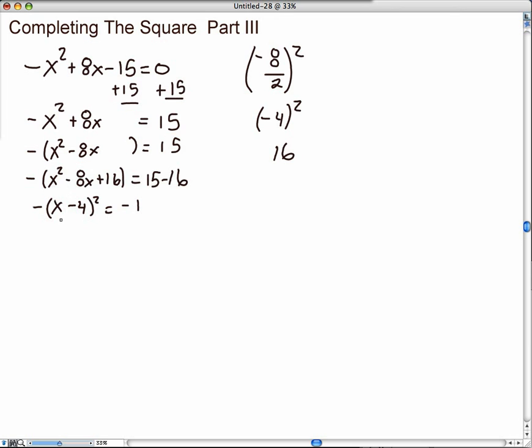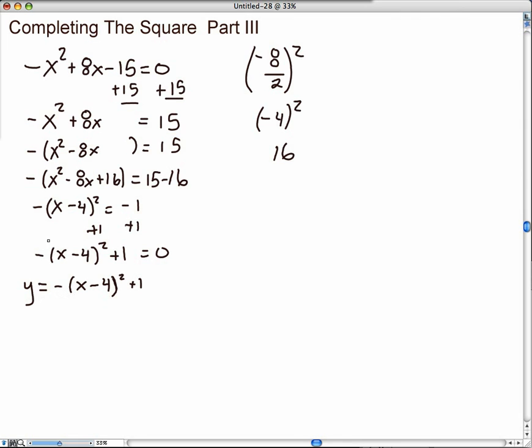Now I'm going to go more into the graphing aspects. What I'm going to do is add 1 on both sides. And so it's going to be -(x - 4) squared plus 1 equals 0. And what I'm going to do is rewrite this so that I can have a y. y equals -(x - 4) squared plus 1. And the reason why I want to write it this way is because it looks more reasonable for graphing.